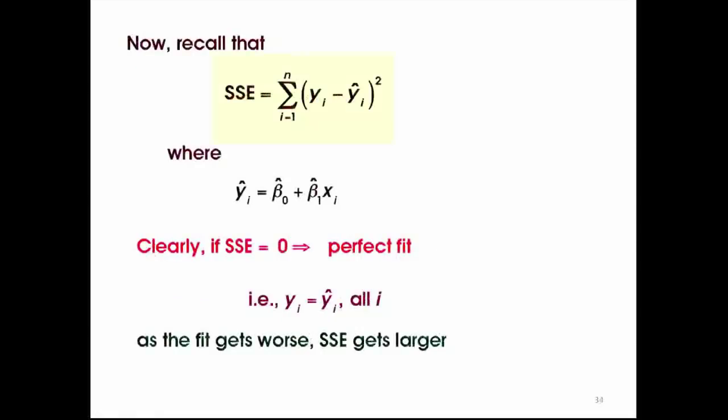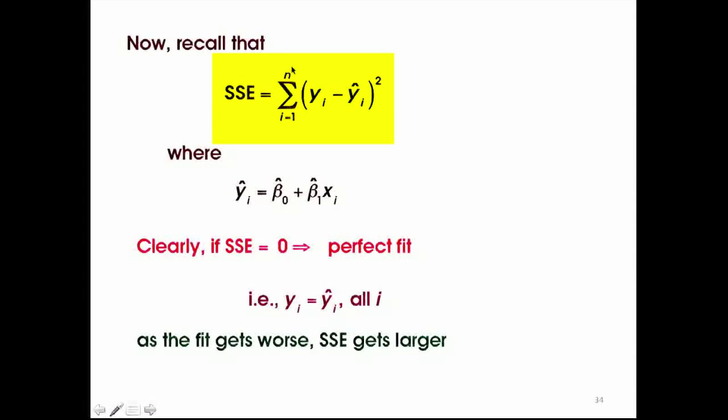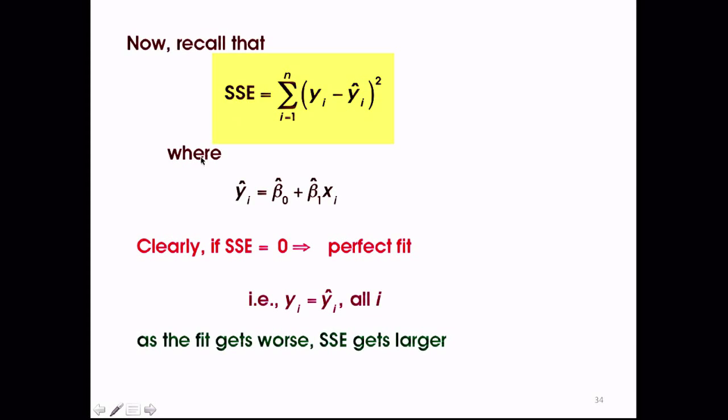Okay, so let's recall now that what we're going to call the error sum of squares is the sum of the squared deviations of each observation, the true value of y, about the value of y that's predicted by the model. So you take that deviation, you square it, and you sum it up over all n observations in the data set, where the predicted value of y is beta naught plus beta 1 times x. But that's the regression equation.